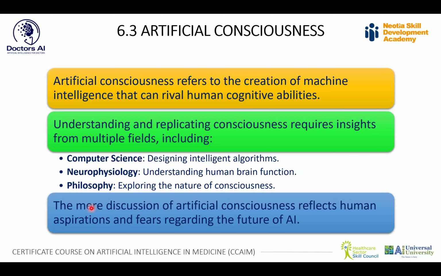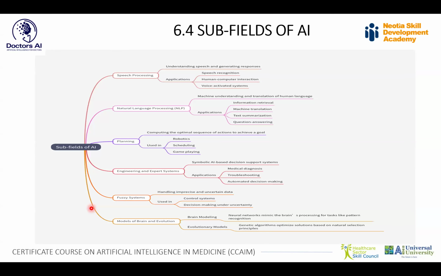Eventually, we will be looking at the phase of artificial consciousness, which refers to the creation of machine intelligence that can rival human cognitive ability, right? And I know the whole discussion of artificial consciousness actually reflects humans' aspirations, and at the same time, the human fear regarding the future of AI. And this is why understanding the intelligence which is built in the AI system is so important, because then we will be able to tame it and use it to its right potential to answer our right needs.